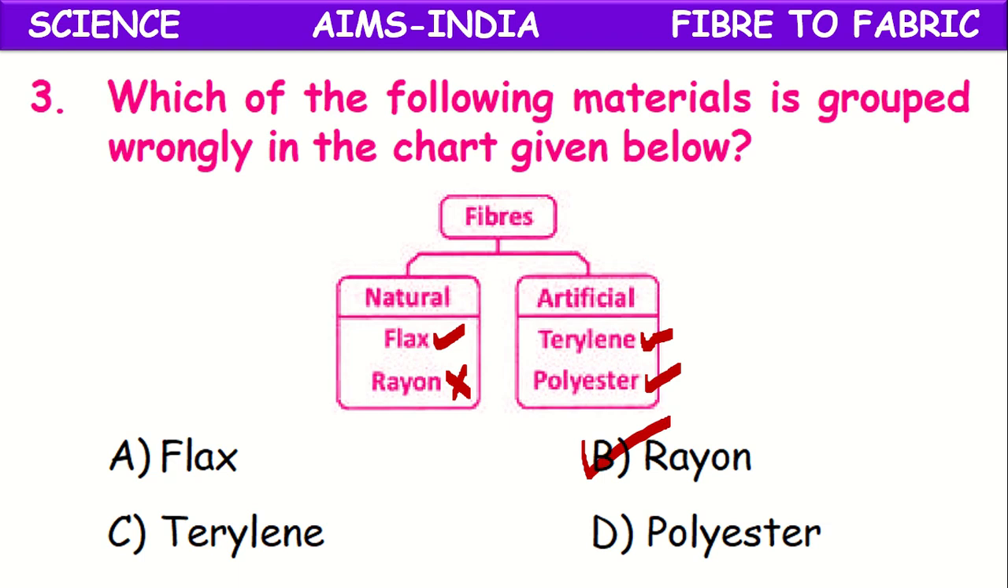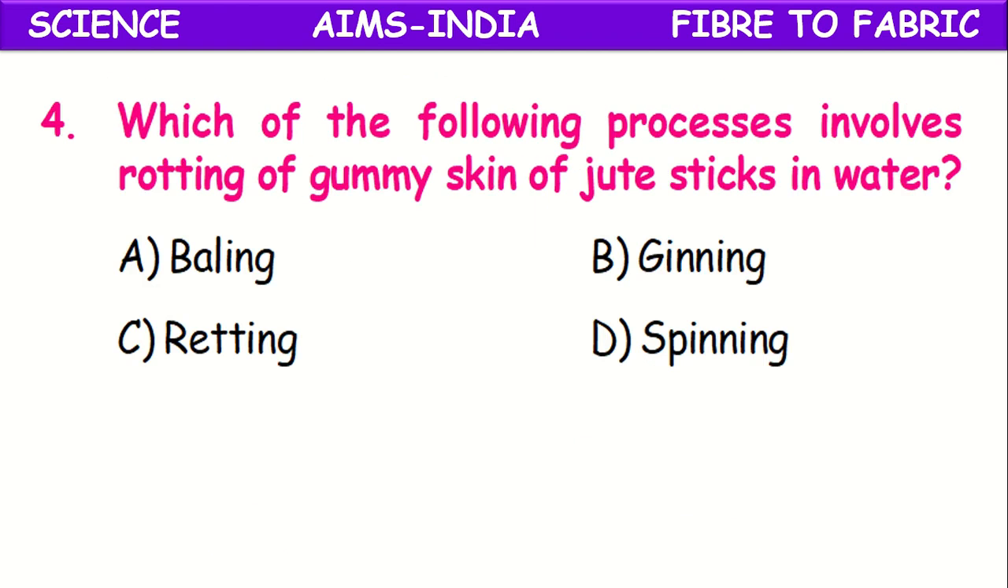Okay. Next. So, the next question: which of the following processes involves the rotting of the gummy skin of jute sticks in water? That is called retting. Okay, this process is called retting.